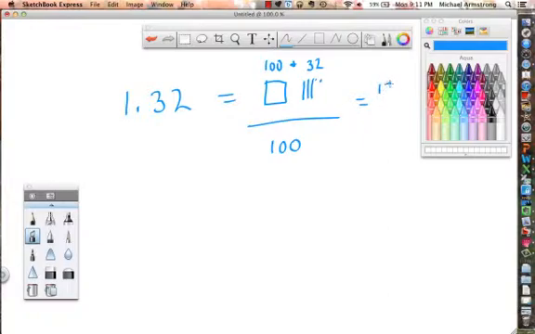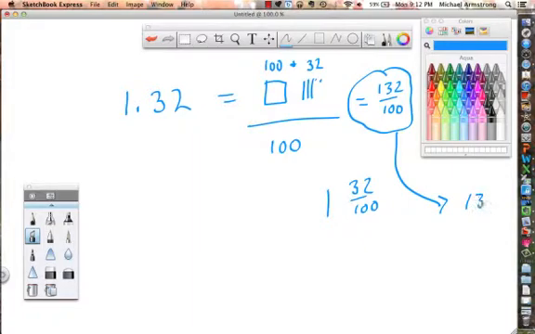So it's like 132 hundredths. It's an improper fraction. It's like one whole plus 32 hundredths. So this would be like 1 and 32 hundredths. But if we write it like this, we can recognize that the percentage is 132%. So 1.32 translates into 132%. All kinds of things that you can do here.